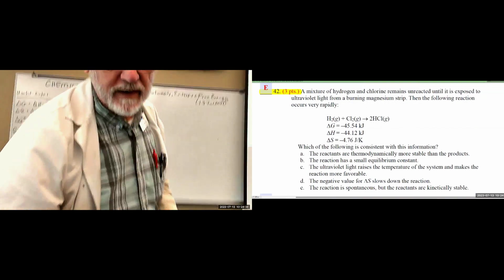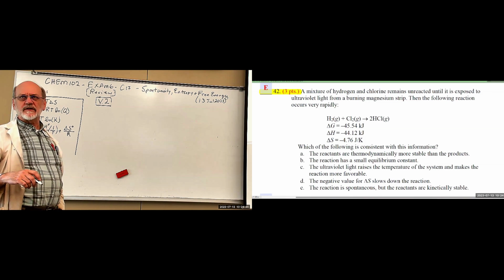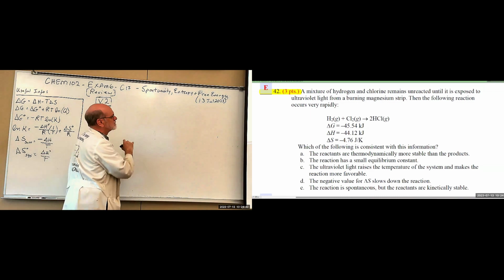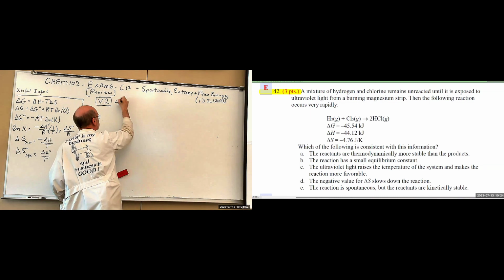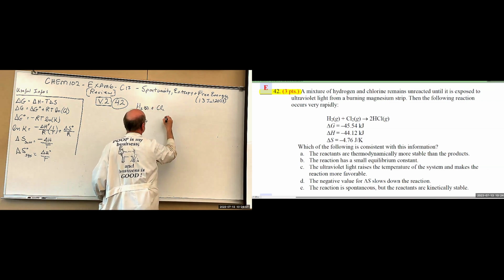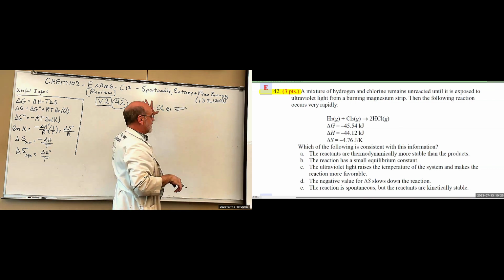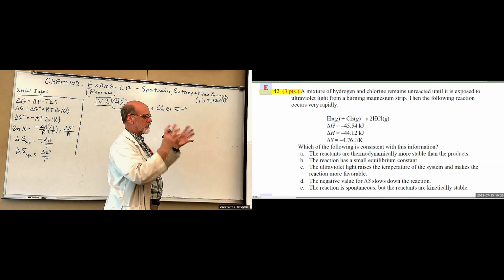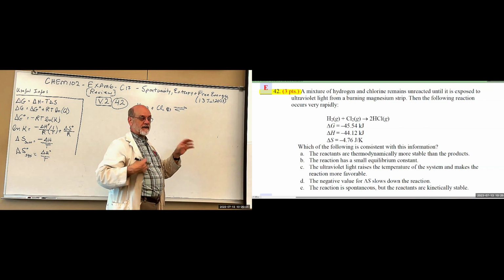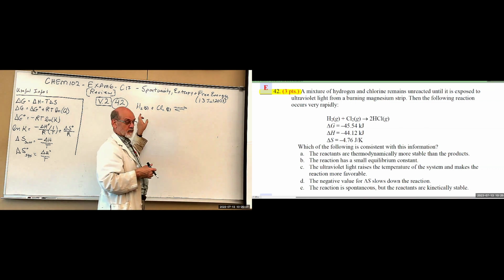43. Can I get the whole thing on there? Yeah. 43. A mixture of hydrogen and chlorine remains unreacted until it's exposed to ultraviolet light. So we've got hydrogen gas and chlorine gas in a flask, either a clear flask or a peephole flask, so that you can shine ultraviolet light through there. And the ultraviolet light does what? It provides the activation energy for the reaction.